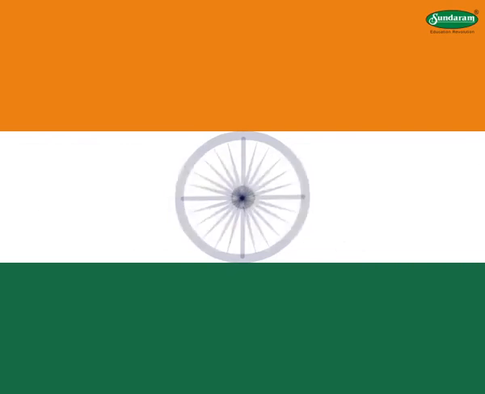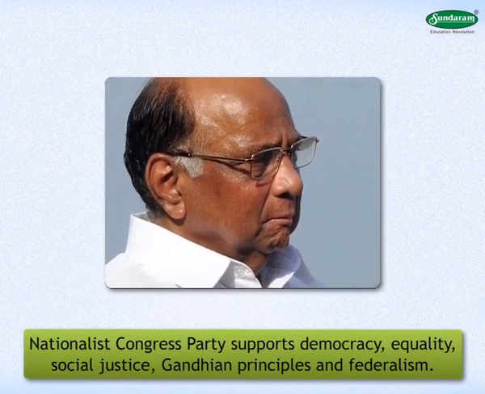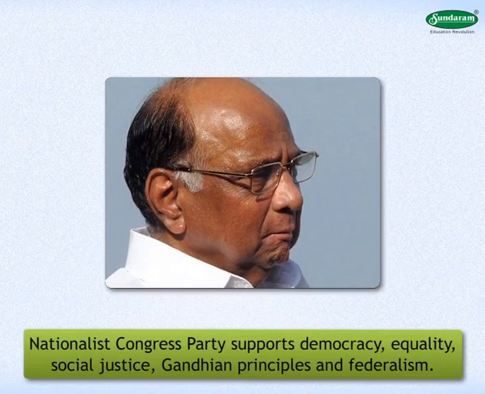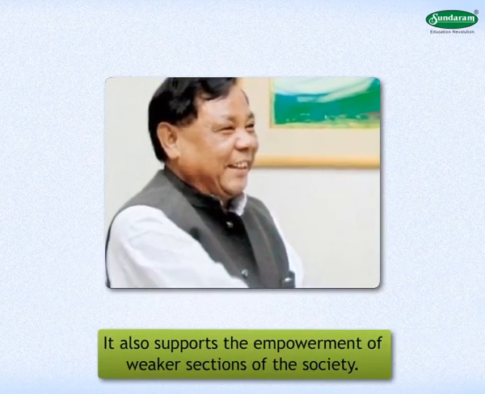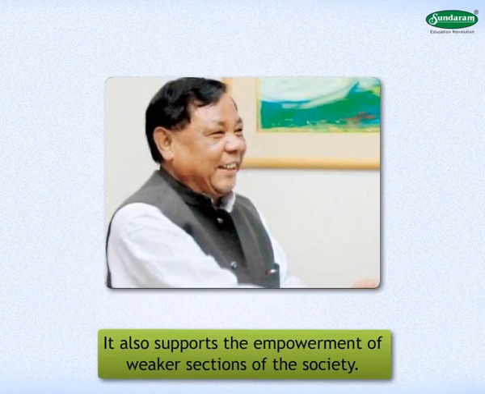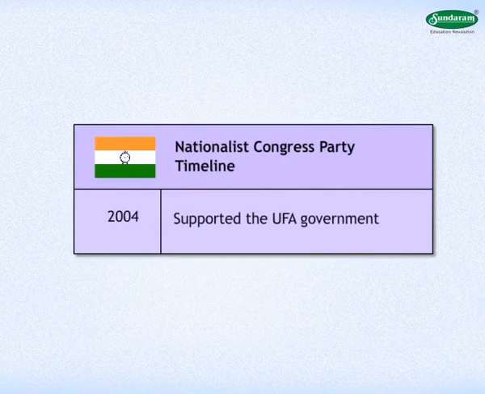6. Nationalist Congress Party. This party was formed after the split in Indian National Congress in 1999. Nationalist Congress Party supports democracy, equality, social justice, Gandhian principles and federalism. It also supports the empowerment of weaker sections of the society. The party insists on the rule that the high offices of the country should be given to the natural-born citizens of India. The party supported the UPA government from 2004.